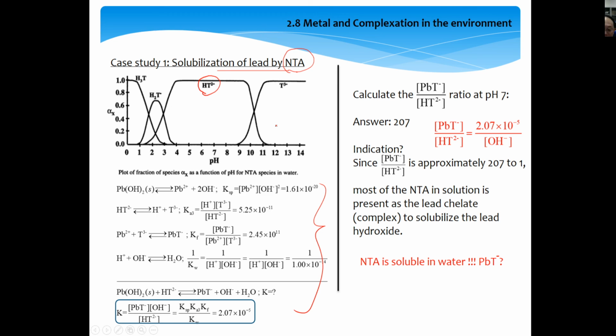What if the water containing NTA passes through a lead pipe, or a pipe containing lead? The calculation shows that when you have NTA in contact with lead, the tendency for it to form a complex is 207 to 1, which is very high. Almost immediately, those lead will turn into water-soluble lead complexes. In this case, it will increase the toxicity of water.